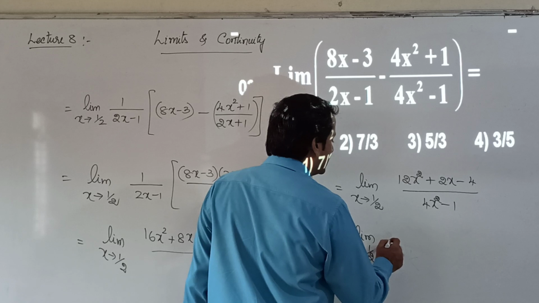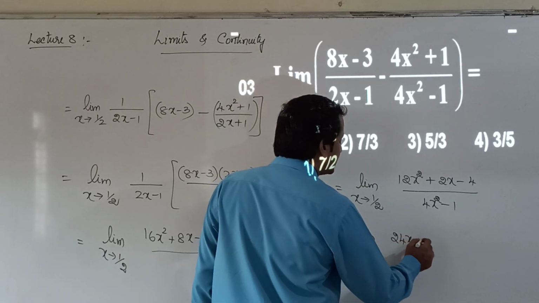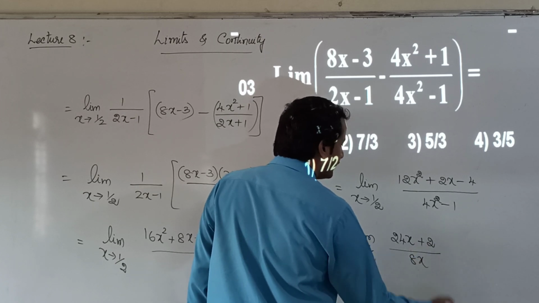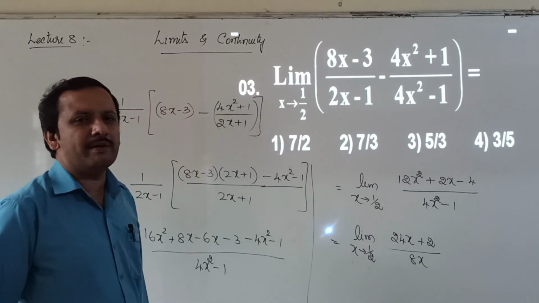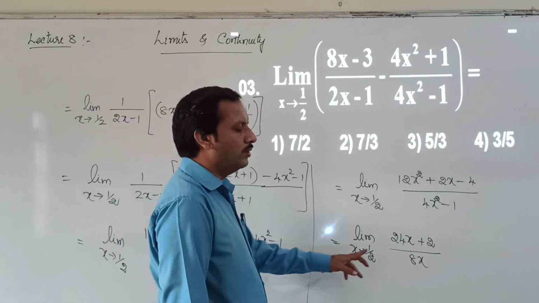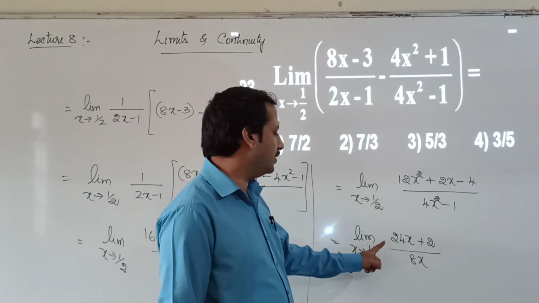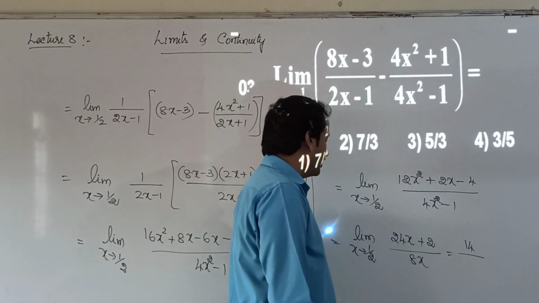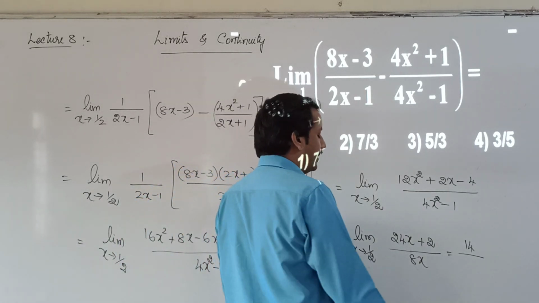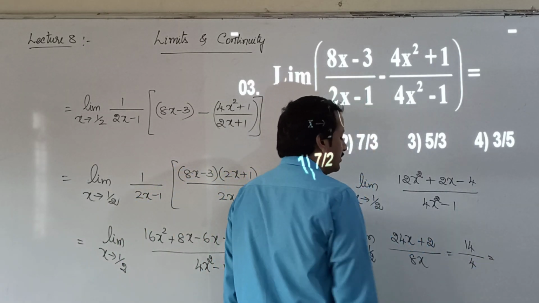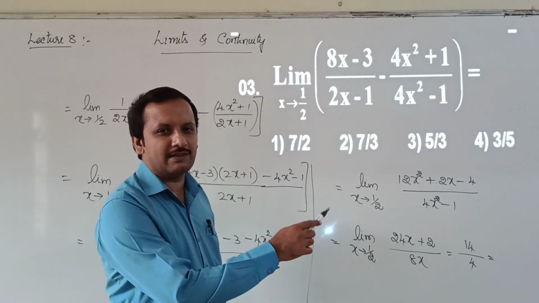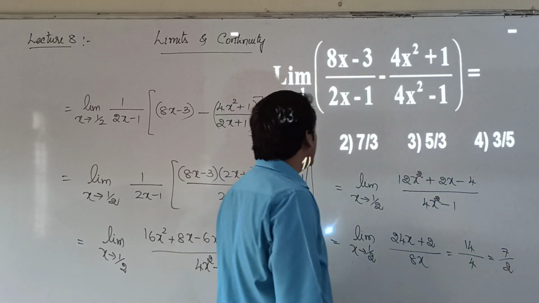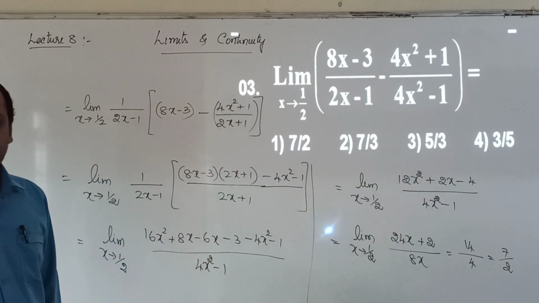Now if I differentiate this, I am going to get 24x plus 2 divided by 8x. Put x equal to 1 by 2 now. Apply the limit. 24 into 1 by 2 will give you 12. 12 plus 2 is 14, divided by 8 into 1 by 2, which is 4. So 14 by 4. What do we do? Shall we cancel 4 4? No. 2 sevens are 14, 2 2s are 4, so 7 by 2 is the answer, which is the first option.